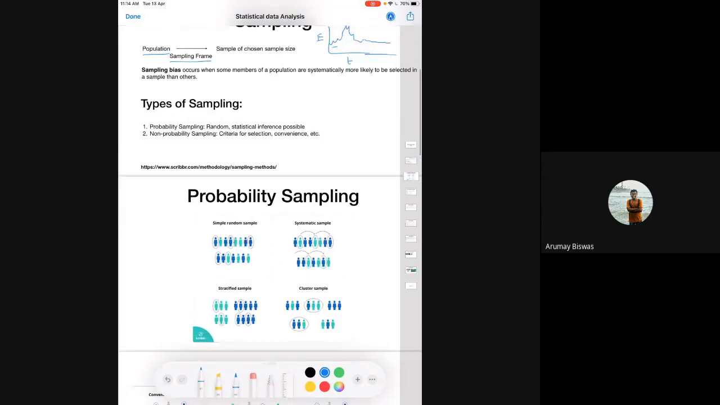And before we go any further, you will encounter the term sampling bias, which basically means that some members of a population may be systematically more likely to be selected in a sample than others. This may or may not occur in your case, so it depends. In case of scientific data, sampling bias is somewhat unlikely, but not impossible.